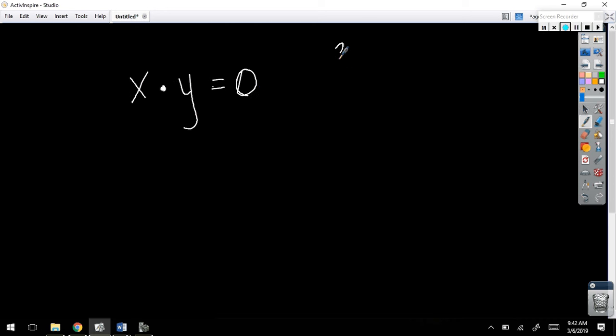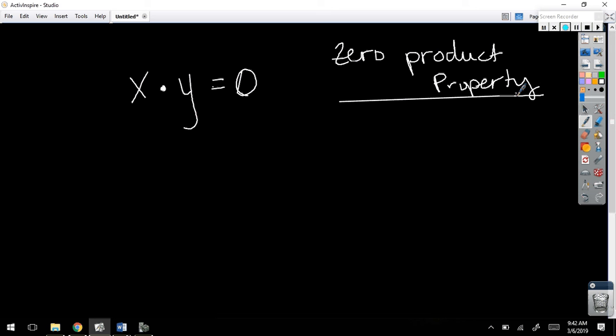That is what we call the zero product property. Okay? And it basically says that if two things, product means multiply, if two things multiply to give you 0, then either this one is 0, or this one is 0, or both of them are 0. That is the zero product property.